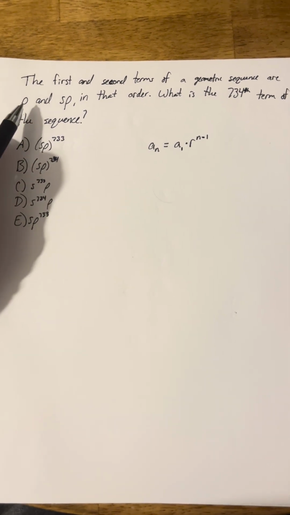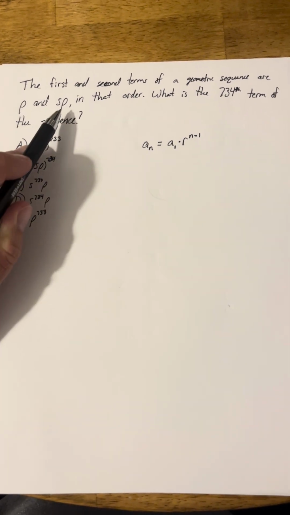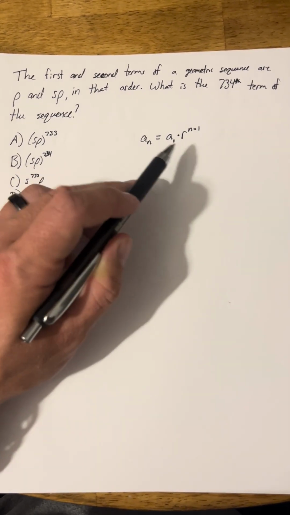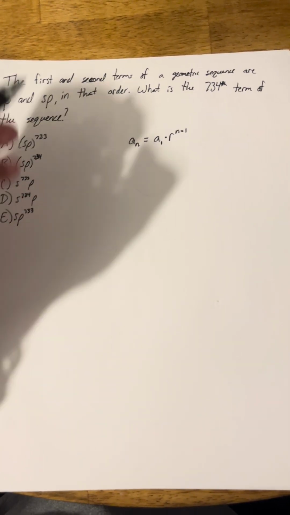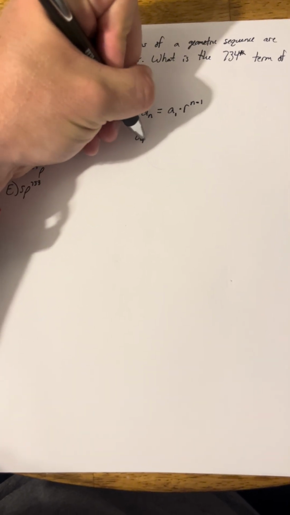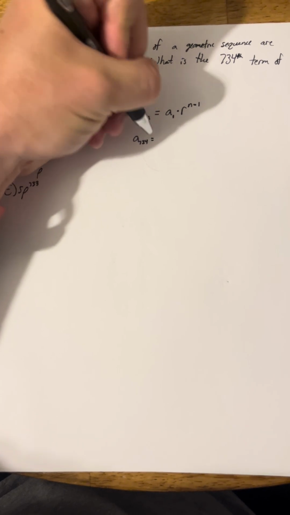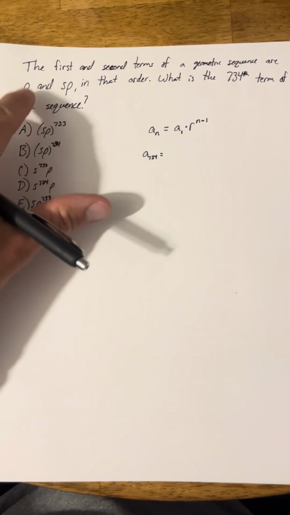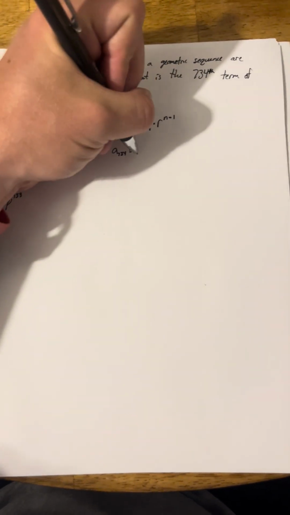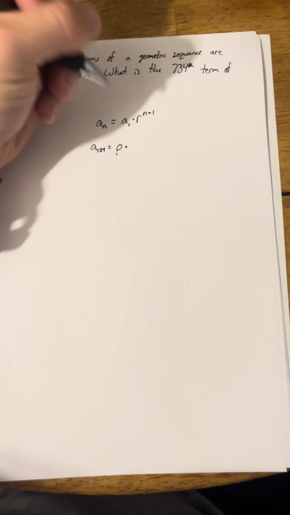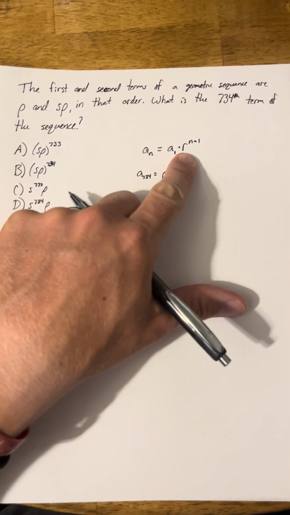Okay, so let's talk about what we know here. We know our first term is P, and we know our second term is SP. So let's start filling in what we do know. We're trying to find the 734th term, so that's going to be a_734 equals a_1, which is our first term, P, times r. r is our common ratio.